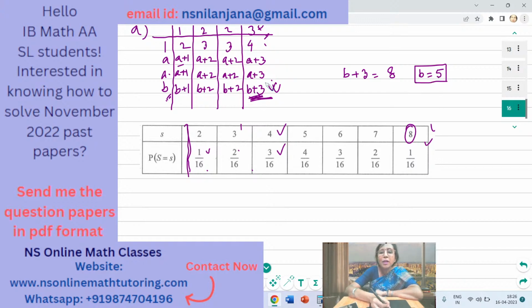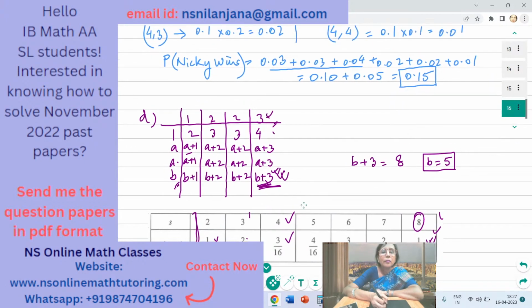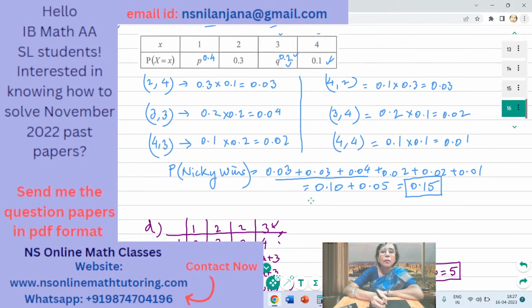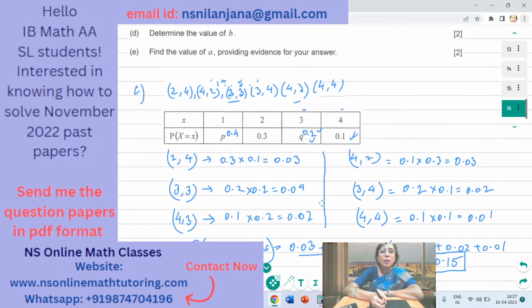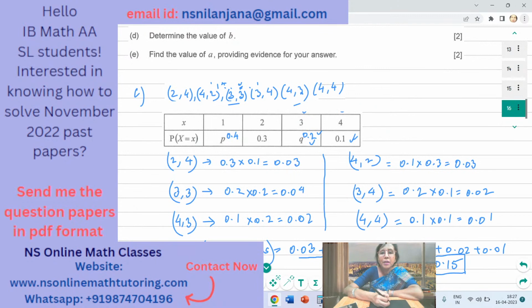See, the expression B plus 3 is occurring only once. Therefore, the probability is 1 over 60. So this is the answer for the subpart D. Determine the value of B. B is equal to 5.